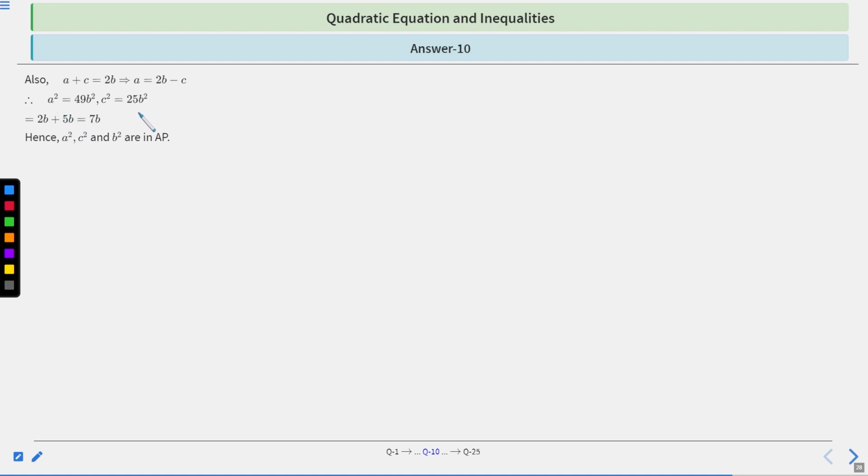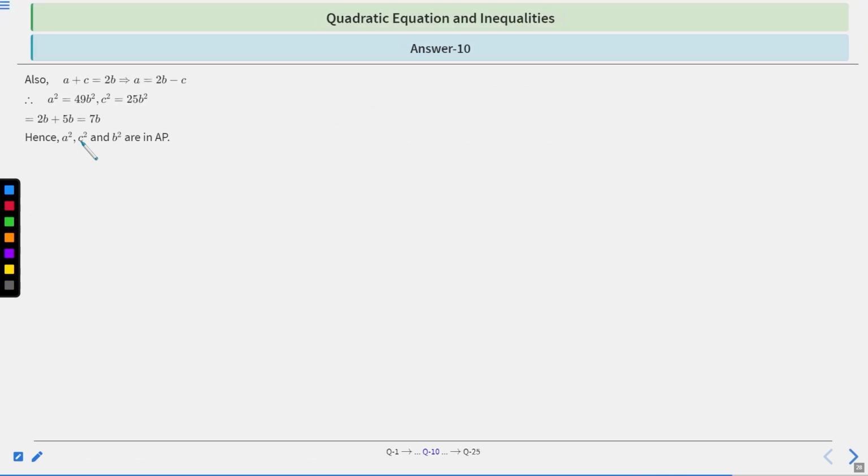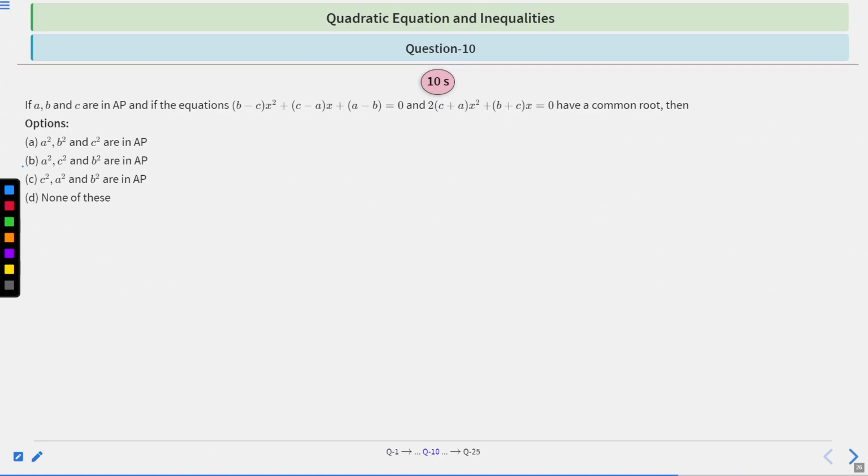And c square is equal to 25b square. So 2b plus 5b is equal to 7b. Clear? Hence a square, c square and b square are in AP. Right? a square, c square and b square are in AP. Clear? We can put the value of c as minus 5b. So I think option B is the right choice.